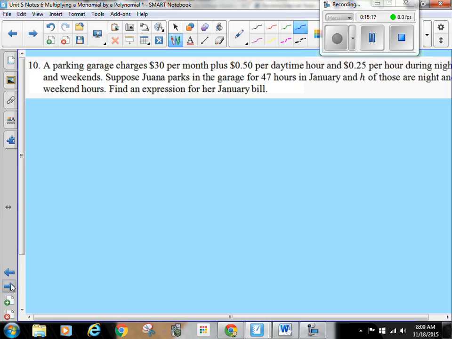All right, a parking garage charges $30 per month plus 50 cents per daytime hour, and 25 cents per those hours during nights and weekends. Suppose Joanna parks in the garage for 47 hours in January. Each of those are night and weekend hours. Find an expression for her bill in January. Okay, so just like the phone one, she was charged that $20 flat fee. Here she gets charged a $30 flat fee. Plus 50 cents per daytime hour. Do we know how many daytime hours she has? Each of those are nights and weekends, 47 total.